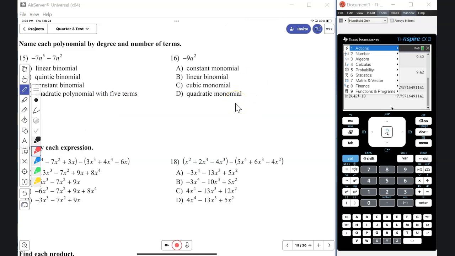Number 16, it says name the polynomial. Since it's quadratic, it's raised to the second power, it's quadratic, and there's only one term. So that's a monomial, so the answer is D.